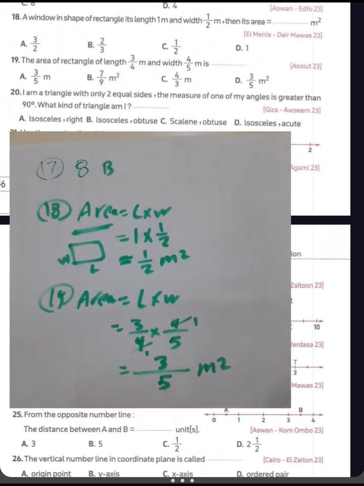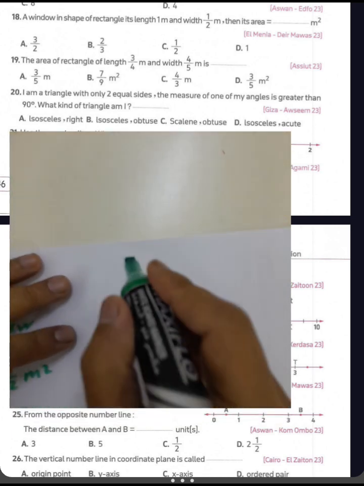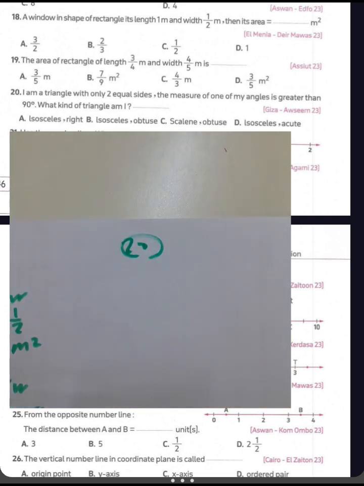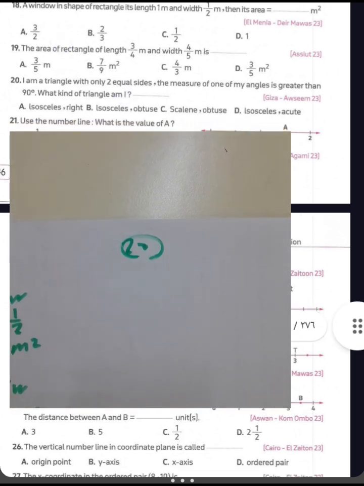Question 20, pay attention here. I am a triangle with only 2 equal sides. The measure of one of my angles is greater than 90 degrees. What kind of triangle am I? We call it first, the measure of the vertex angle greater than 90 degrees, we call it obtuse.